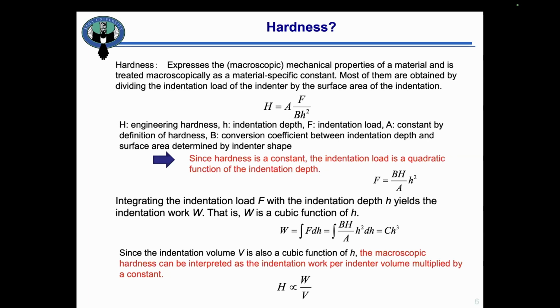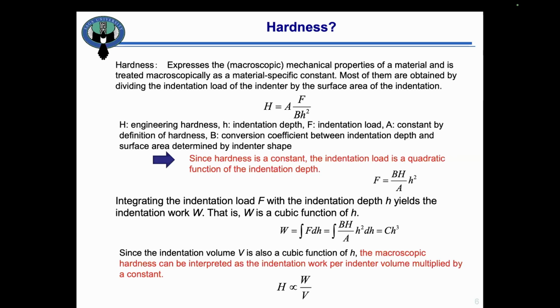So I'd like to explain the hardness. Hardness, as you know very well, in the engineering field is considered a material-specific constant. Most hardness is obtained by dividing the indentation load of the indenter by the surface area, like this equation. F is the force and H is the indent depth. A and B are conversion coefficients, and this H is the usual engineering hardness.